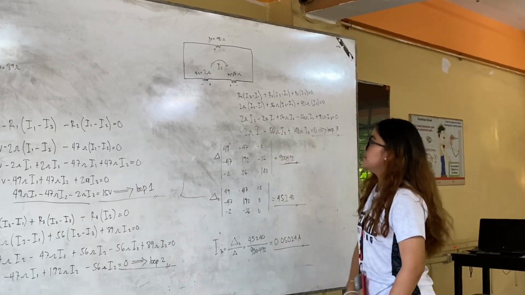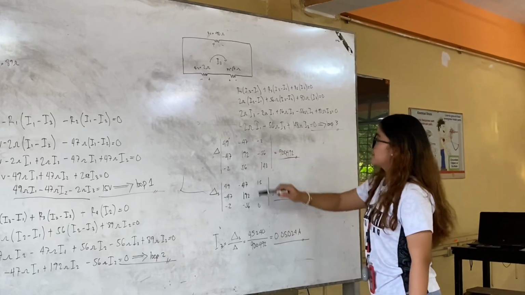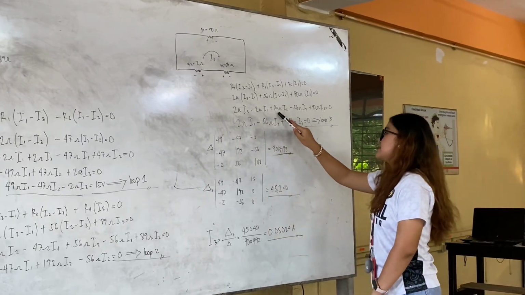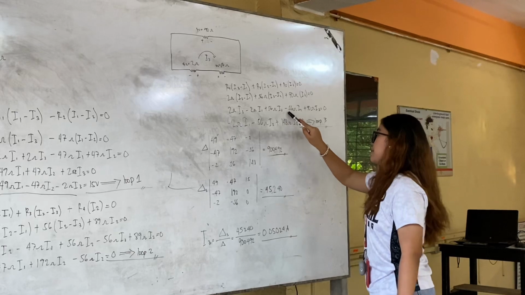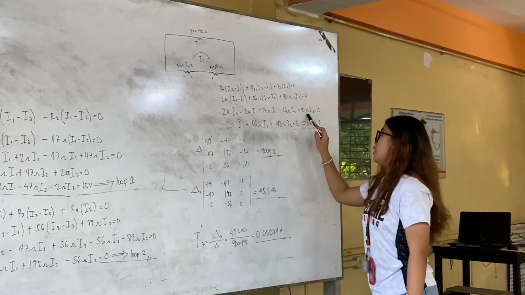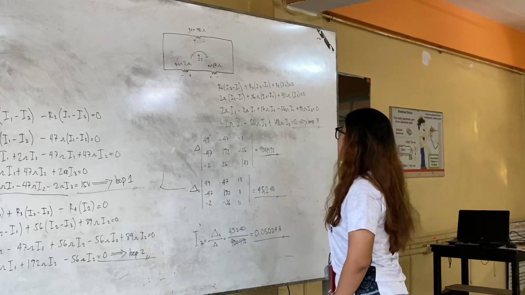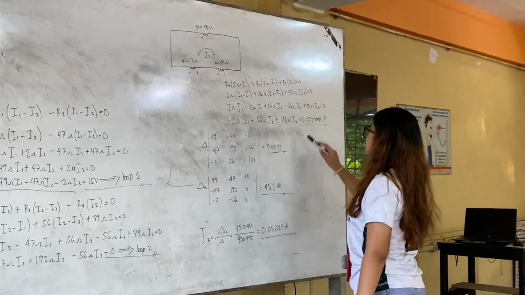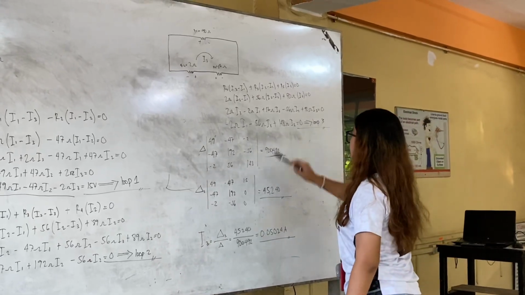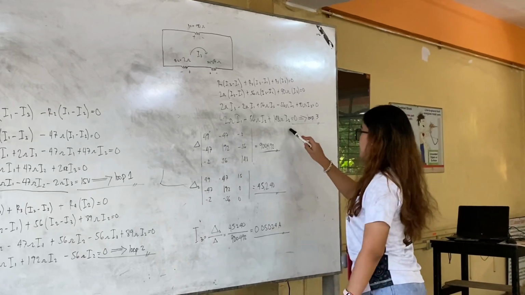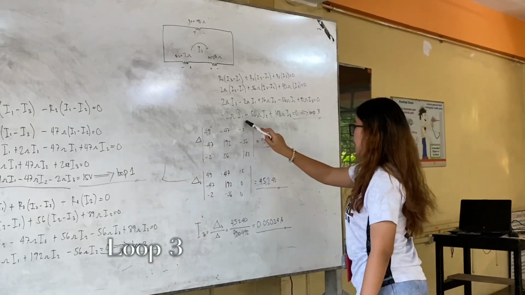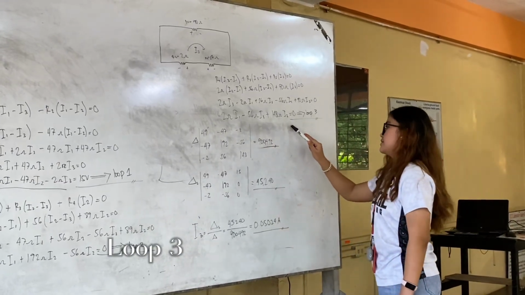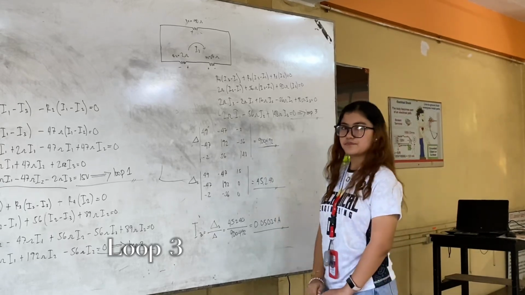And distribute the 2 ohms and the 56 ohms. So 2 ohms I3 minus 2 ohms I1 plus 56 ohms I3 minus 56 ohms I2 plus 90 ohms I3 is equal to 0. And add the same terms. So we're going to add the 56 ohms I3 plus 90 ohms I3, and that would be equal to 148 ohms I3. So negative 2 ohms I1 minus 56 ohms I2 plus 148 ohms I3 is equal to 0. And that's our loop 3.